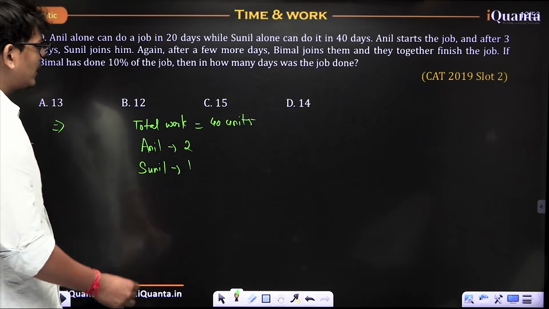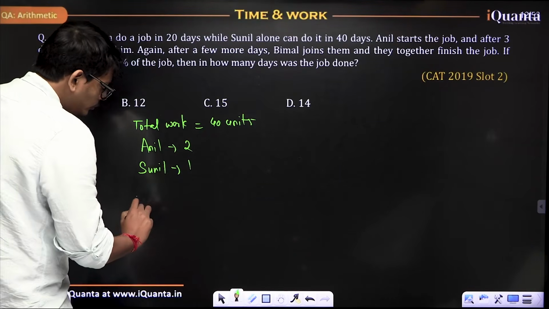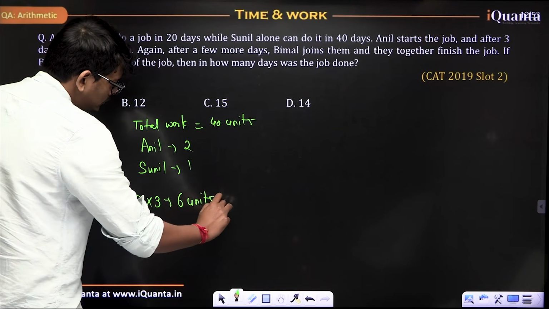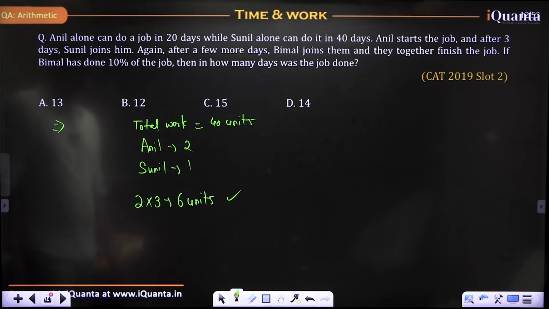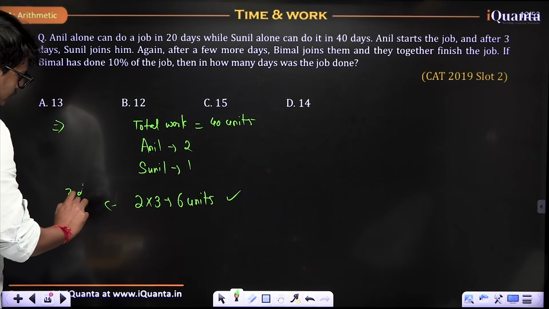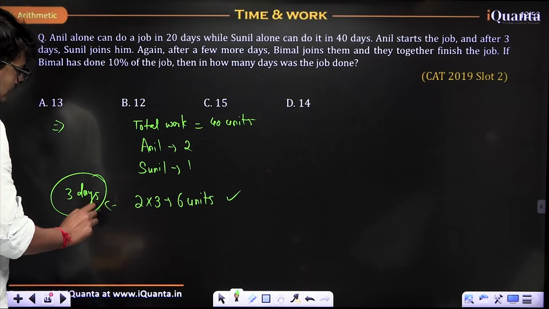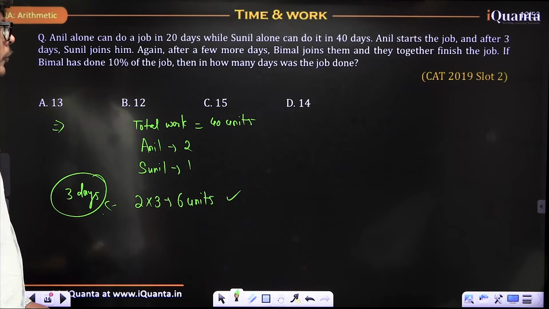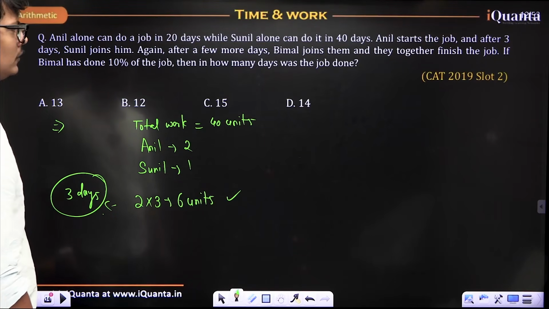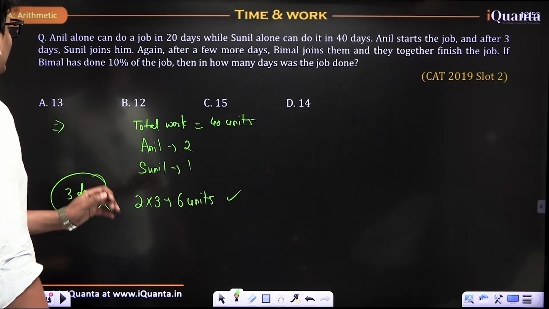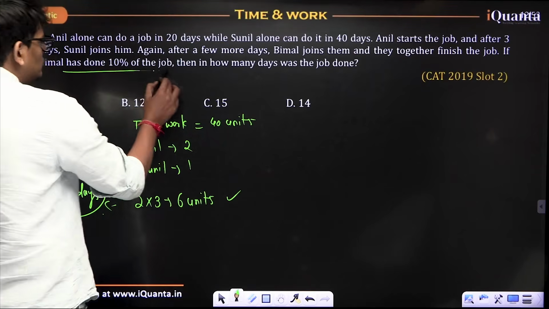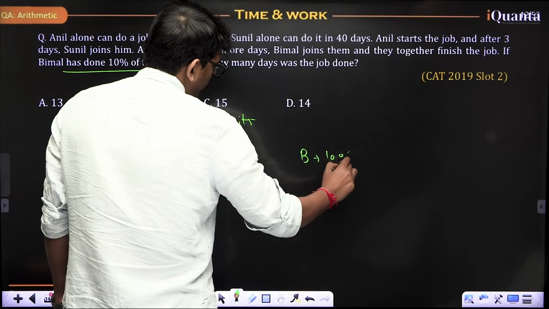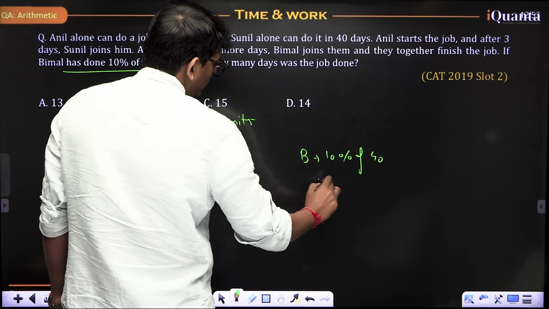So that means Anil has worked for 3 days alone. So 2 into 3, 6 units is done by Anil alone. And that means he has worked for 3 days, right? After a few more days, Bimal joins them and they together finish the job in time I do not know. If Bimal has done 10% of the job, that means Bimal has done 10% of 40, that is 4 units.